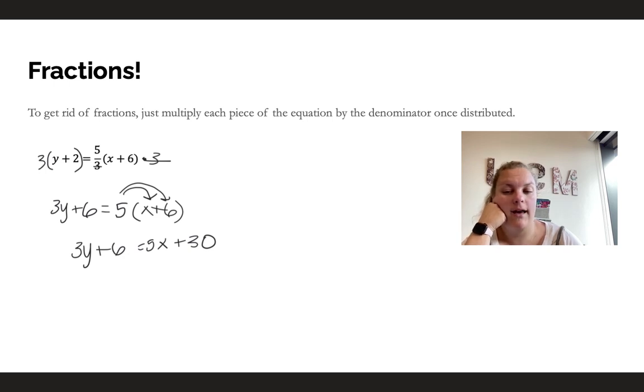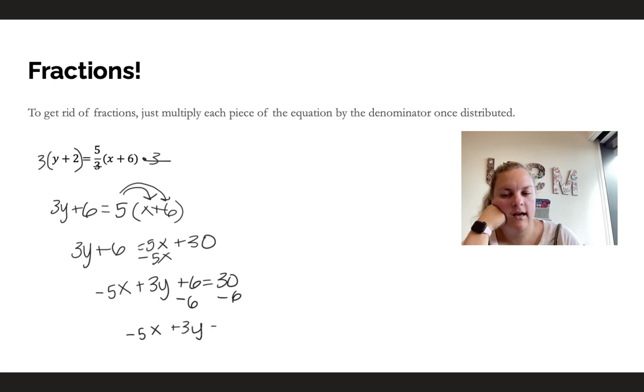I want to get my numbers and my letters on opposite sides. So I'm going to minus 5x from both sides. I'm going to minus 6 from both sides. And I get negative 5x plus 3y equals 24.